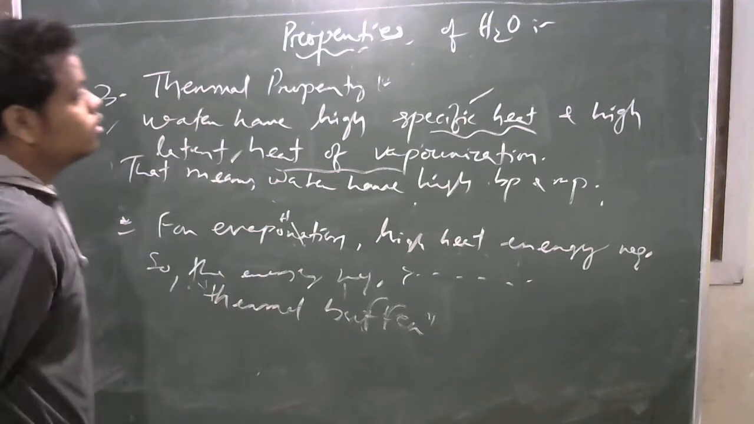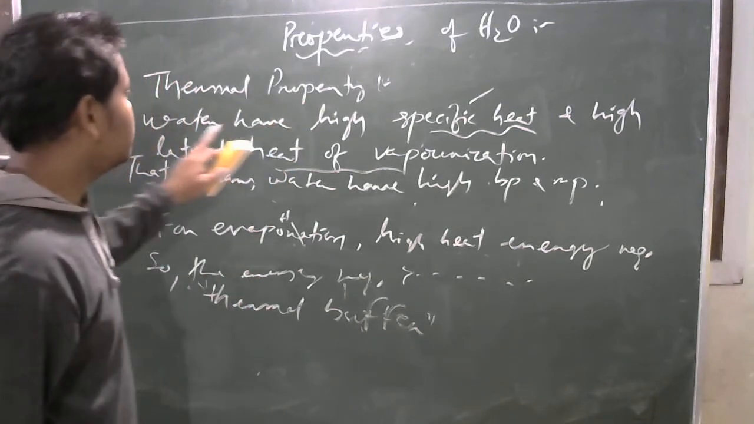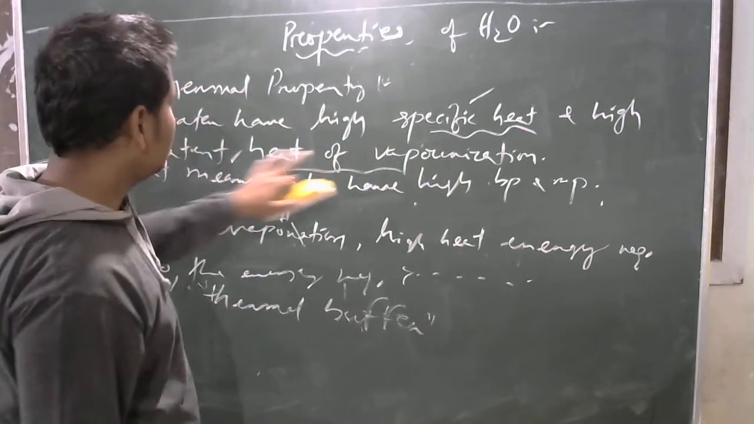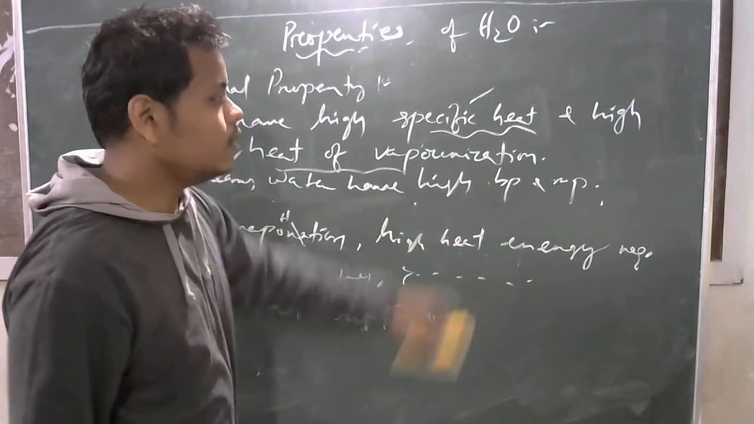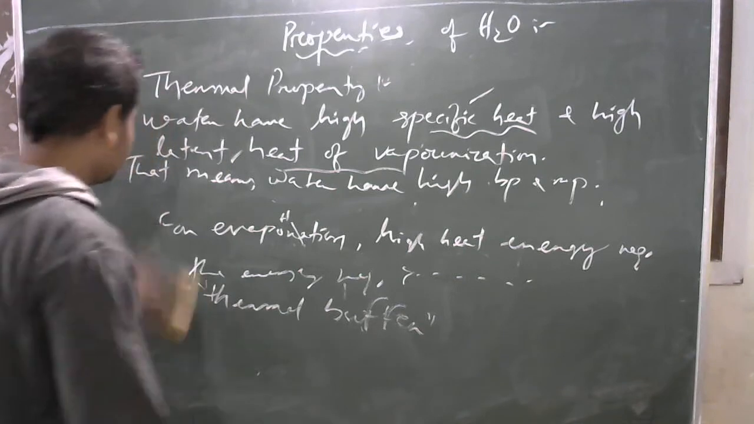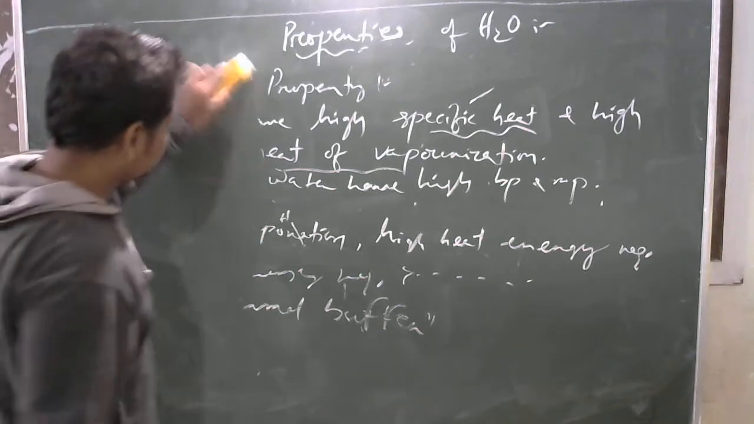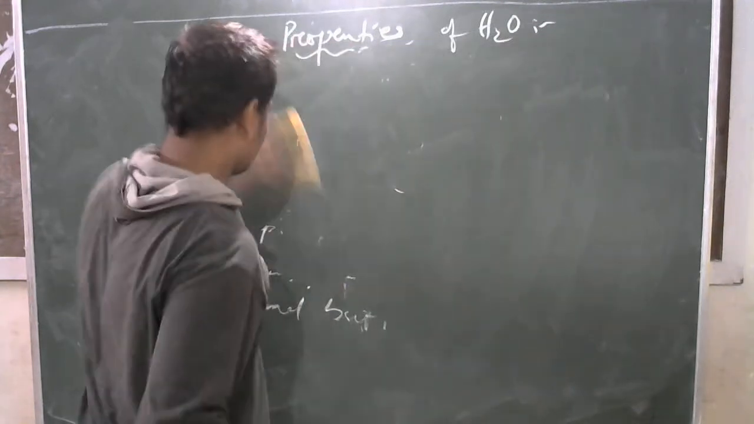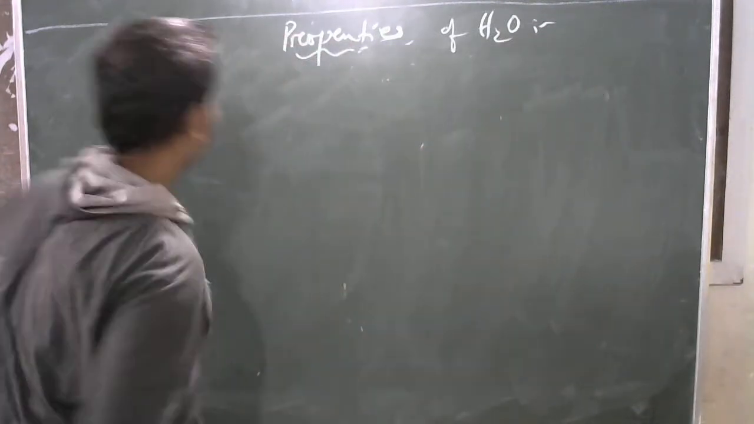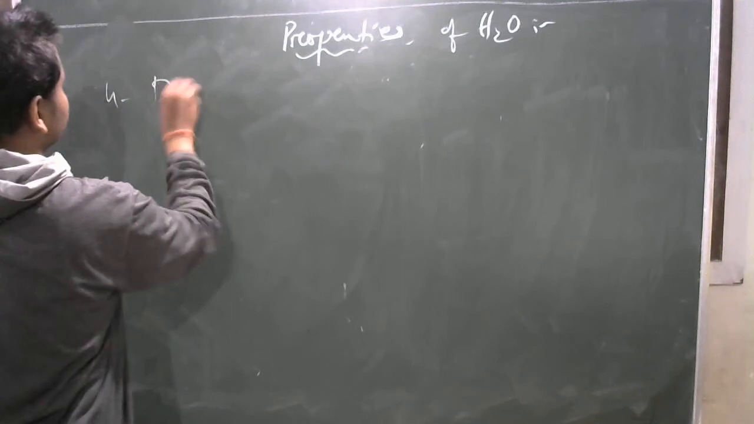Third property, that is the thermal property. That means water has high specific heat and high latent heat of vaporization. That means water also has a high boiling point and melting point. Then the next property. The next property is its density.